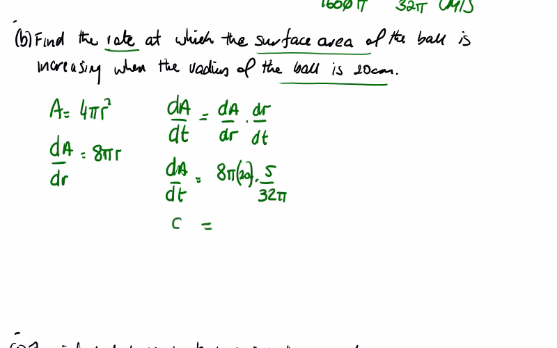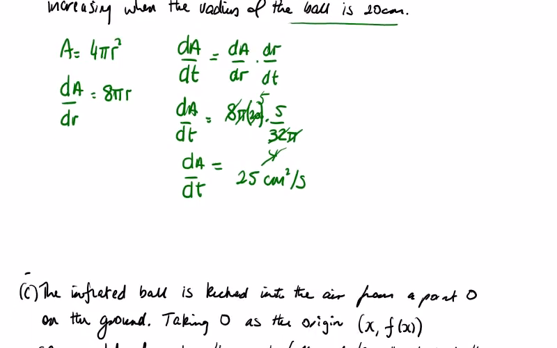Okay, does this simplify down? 8 goes into 32 4 times, and 4 goes into 20 5 times. And the π's cancel. So that's just going to leave 25. And that is also in centimeters squared per second. So that's the area increasing when the radius is 20.